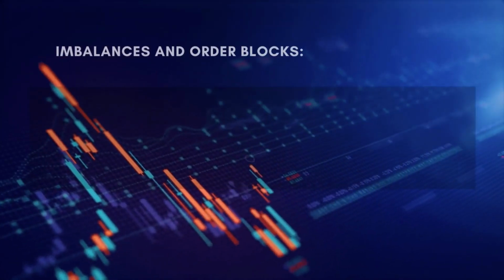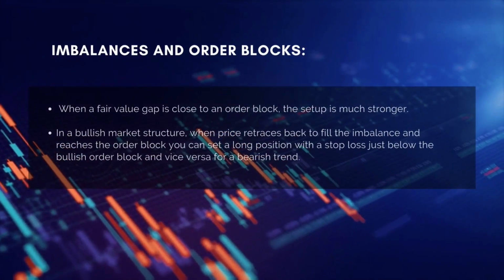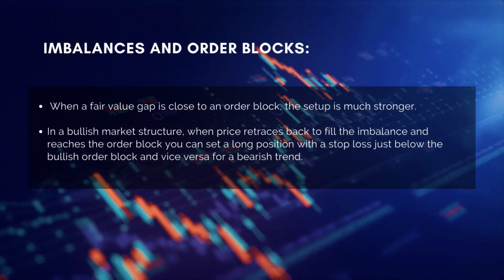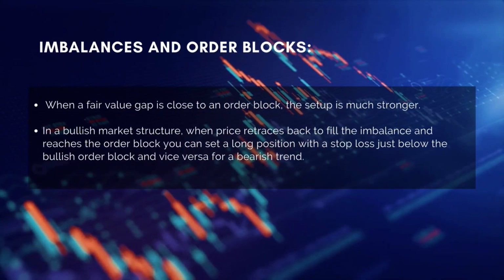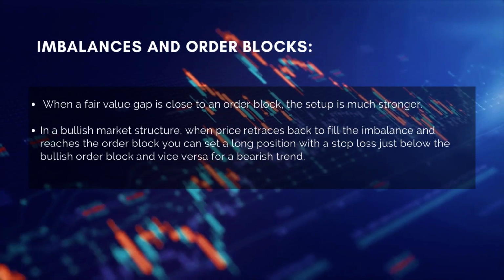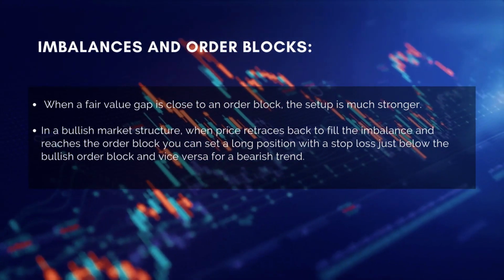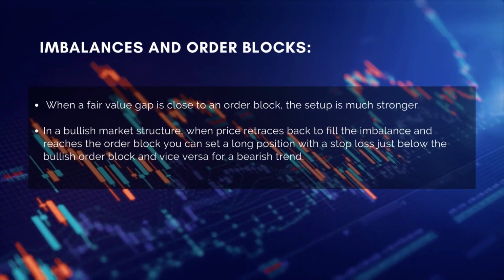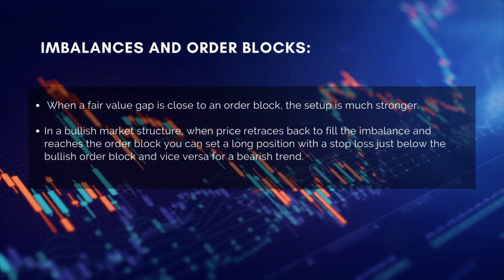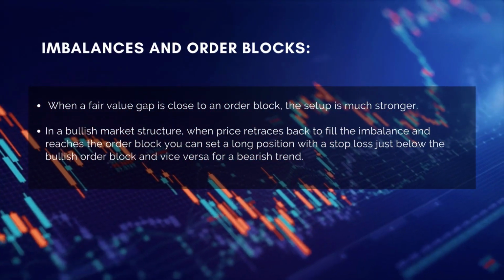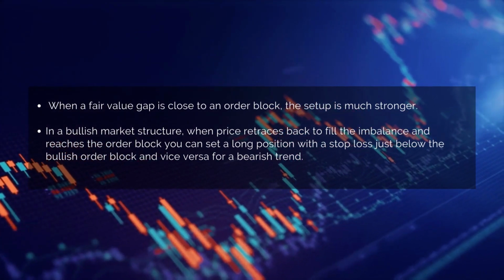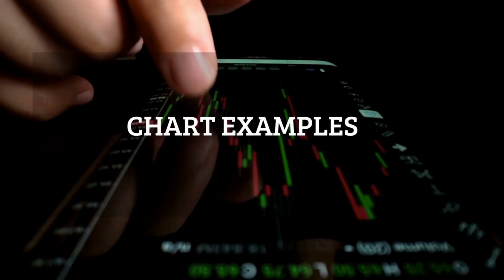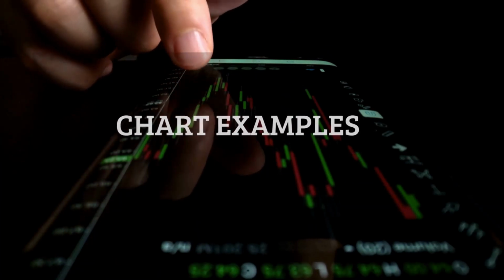So let's move on now to the imbalances in order blocks. When a fair value gap is close to an order block, the setup is much stronger. In a bullish market structure, when price retraces back to fill the imbalance and reaches the order block, you can set a long position with a stop loss just below the bullish order block, and vice versa for a bearish trend. To have a clear idea about all this, we'll move to the chart to see some examples.